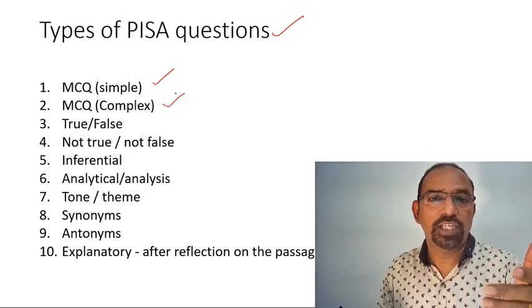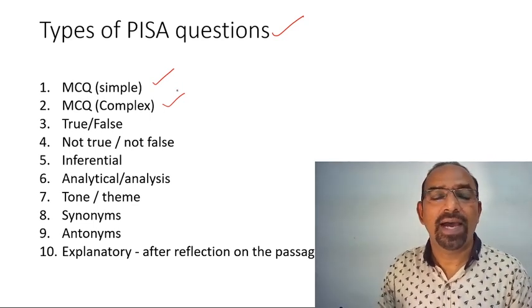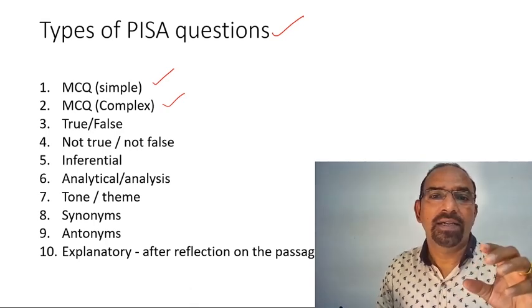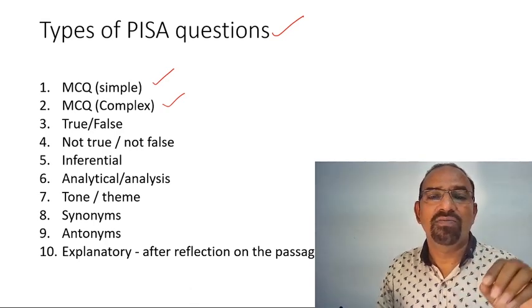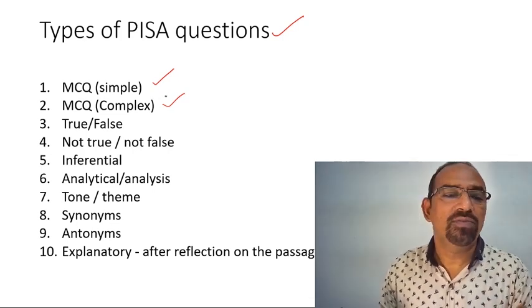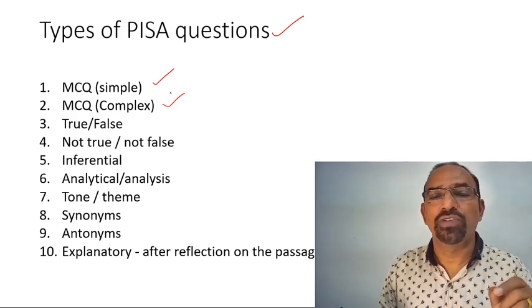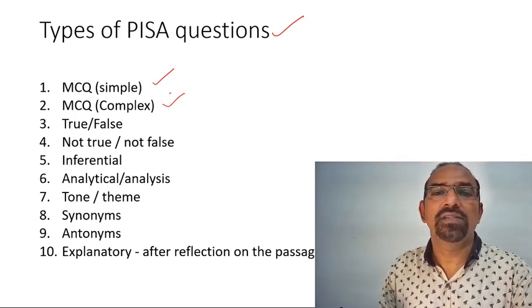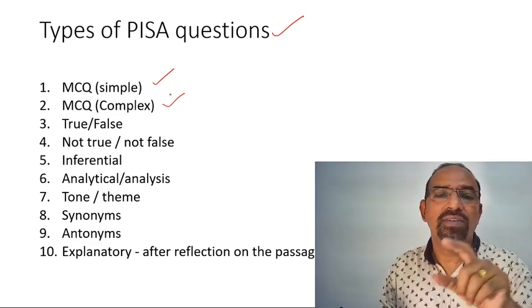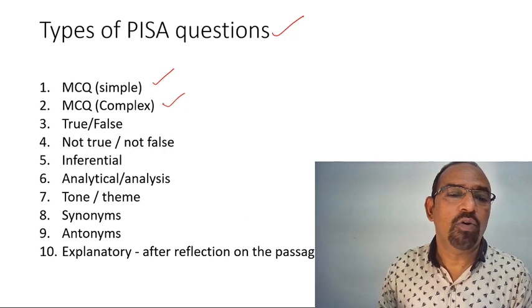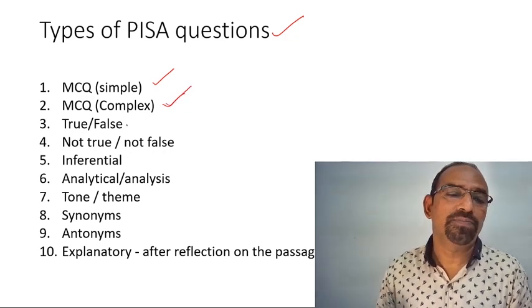3 or 4 statements will be given, and after that the answer keys of 1 to 4 will be given. You have to choose the right option after studying the first given statements. That is the complex type of MCQ.